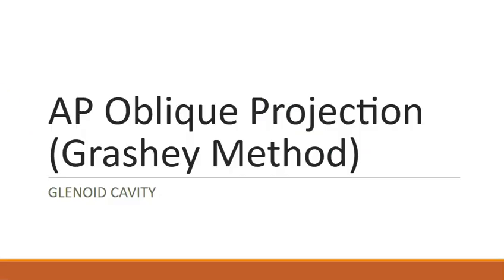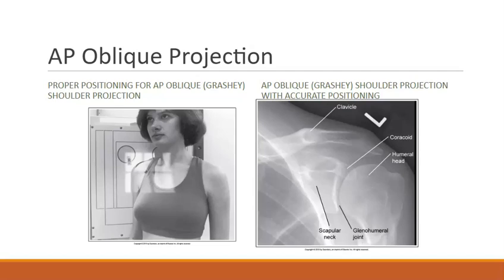Let's move on to the AP oblique projection, Grashey method. Image analysis guidelines for the AP oblique projection, Grashey method, state that the glenoid cavity is demonstrated in profile and the glenohumeral joint space is open. One third of the coracoid process is superimposing the humeral head. The glenoid cavity is shown without thorax superimposition. The clavicle is longitudinally foreshortened and is horizontally situated.